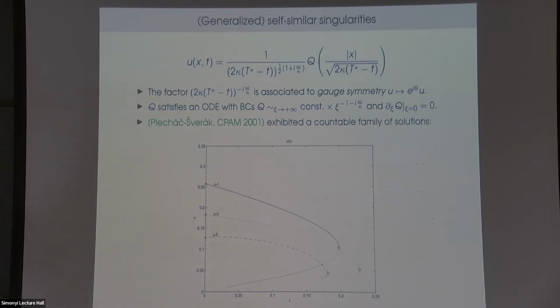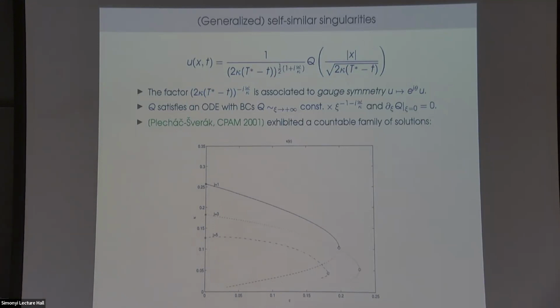So complex Ginzburg-Landau has self-similar singularities, or at least, you might call them generalized self-similar singularities. Here we write this ansatz. U is given by a profile capital Q. Q is a radial function, which you're rescaling in the same way that you would do for Navier-Stokes. So in the denominator, there's a 1 over root t, and in front of the capital Q, there's a 1 over root t. But there's another factor, this factor here. It's like root t to the minus i omega over kappa.